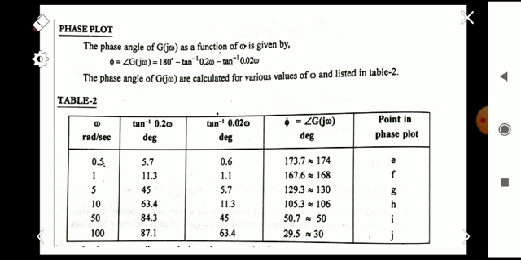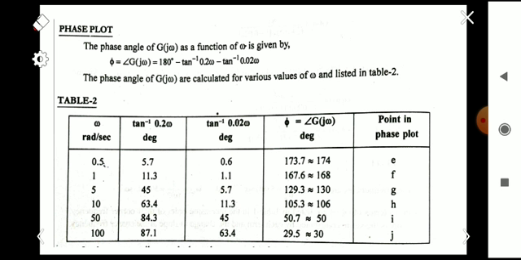Okay, so for those frequencies we have to find the phi. Here you can see they have calculated the terms, that is tan inverse 0.2 omega and tan inverse 0.02 omega. After that they are calculating the phi. If you are using the calculator, we can directly type this equation, and we can substitute the value of omega for different values.